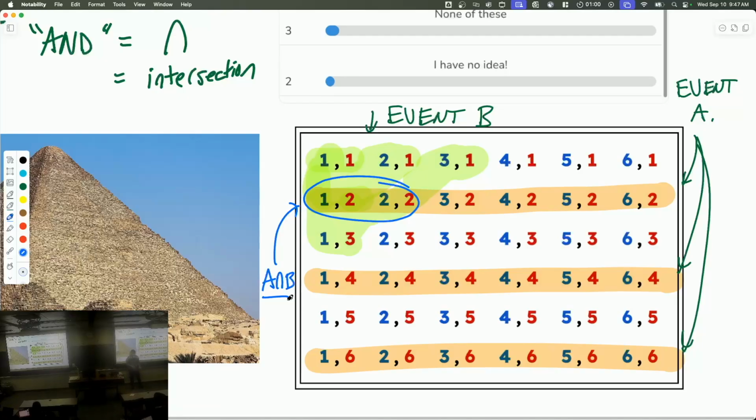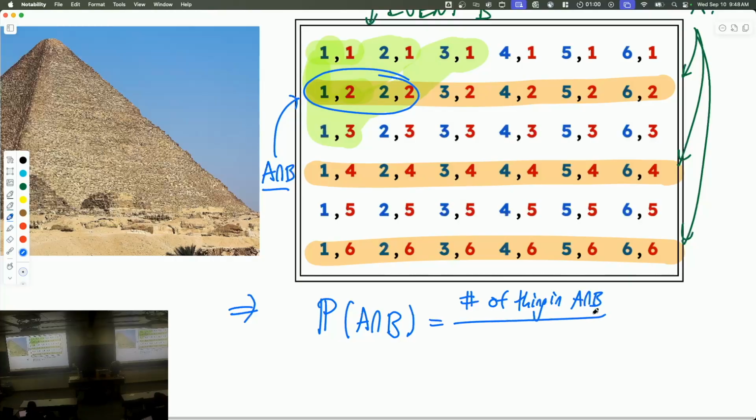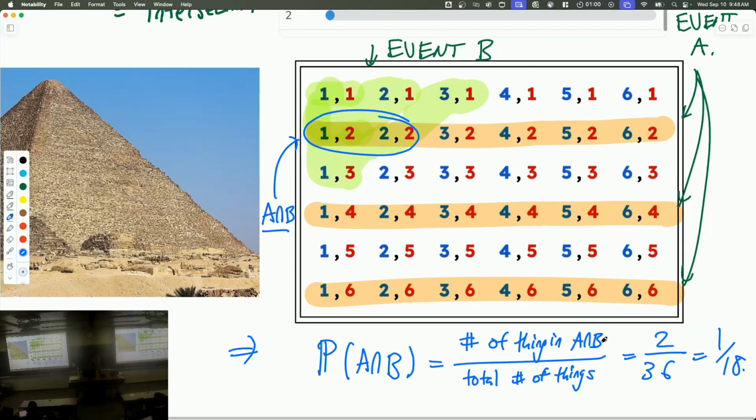There are 36 things total, and this was the rule we used last time. So you could write this as the probability of A intersect B, and that would be the number of things in A intersect B divided by the total number of things, and that is 2 out of 36 total, also known as 1 out of 18, which is the correct answer. And indeed, most people got that right. If this was an exam problem, this is the kind of thing we would expect to see on your sheet. Any questions or comments about that problem?